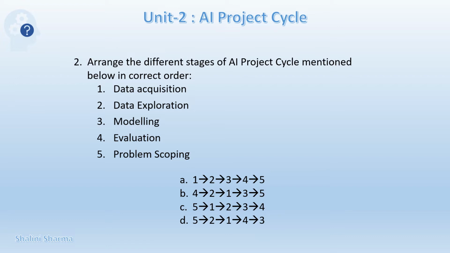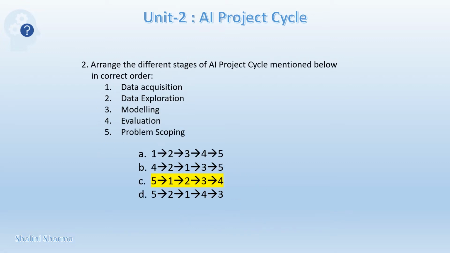Second question. Arrange the following stages of AI project cycle mentioned below in correct order. 1. Data acquisition. 2. Data exploration. 3. Modeling. 4. Evaluation. 5. Problem solving. You have to arrange all these 5 stages in their correct order.